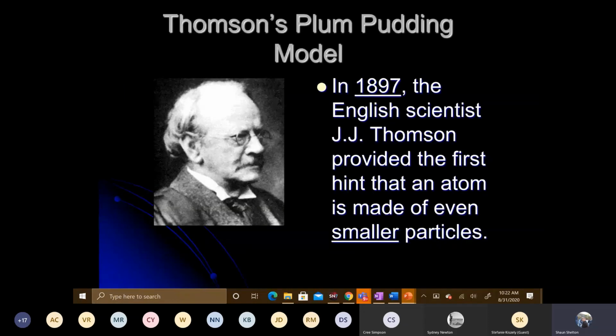So, moving on into the later 1800s, we get into J.J. Thompson. J.J. Thompson provided the first hint that the atom is made up of smaller particles. So what's going on now is that we had Democritus, and we had Dalton, who says that the atom is indivisible. Now we have J.J. Thompson, who comes up with the idea that, hey, maybe the atom has smaller particles than what we expected.